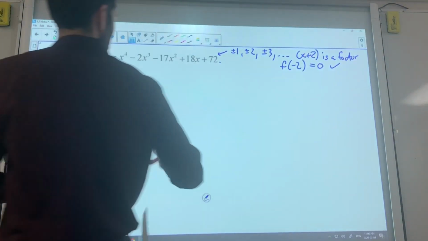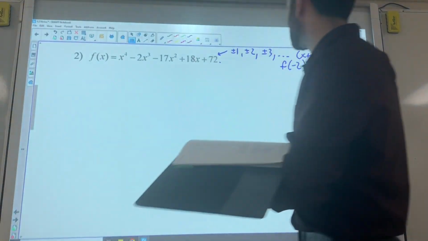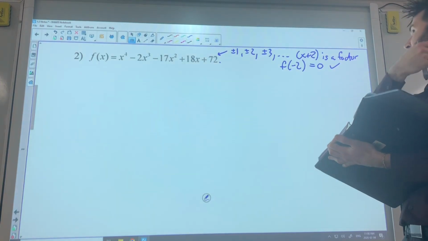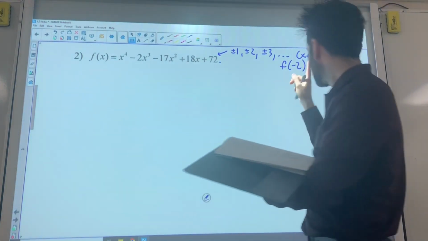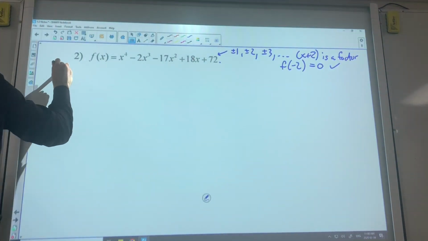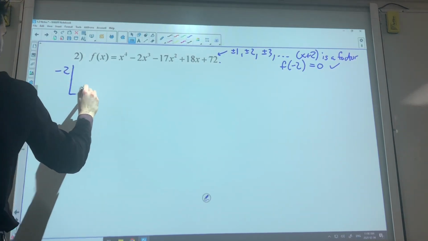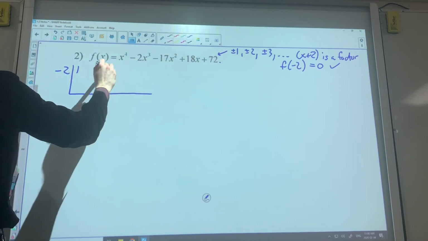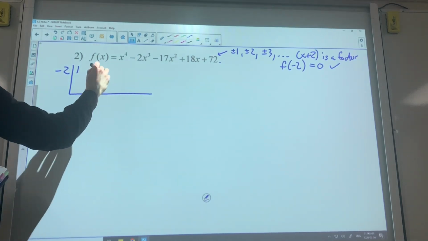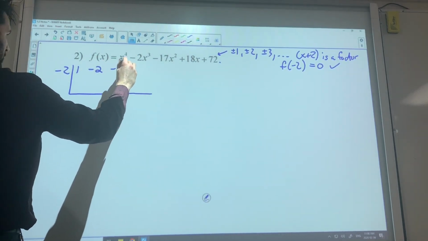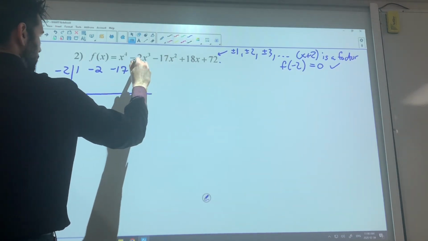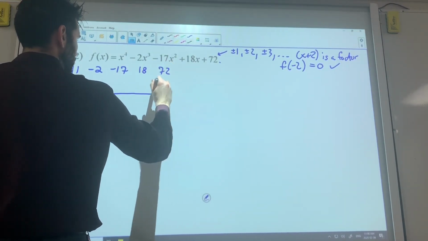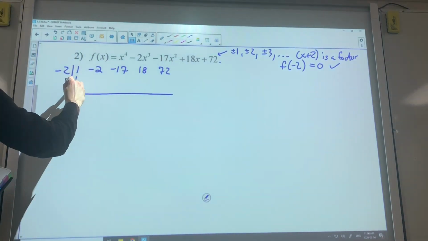All right, so now my a value for x plus 2 is what? Be very careful. The a value is negative 2, okay? So I go negative 2. 1 is the first coefficient, and then the x cubed term has a negative 2, the x squared term has a negative 17, the x term has an 18, and then 72.